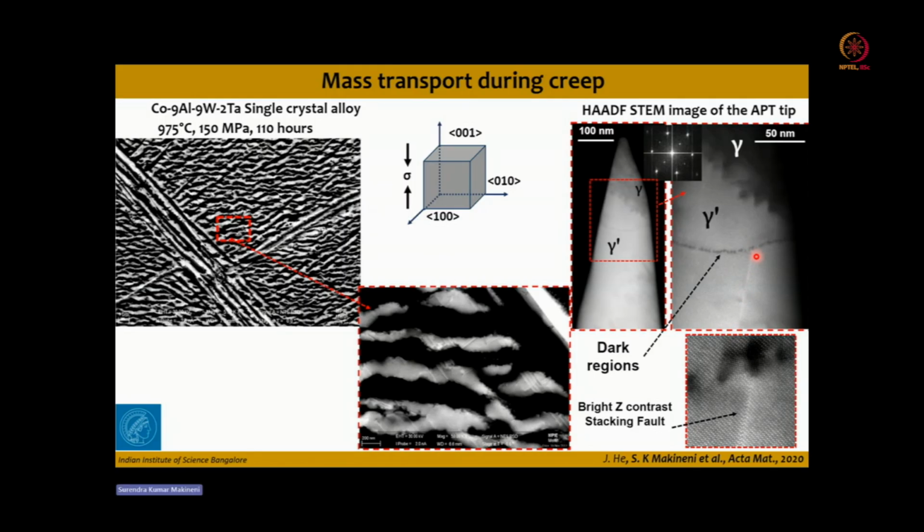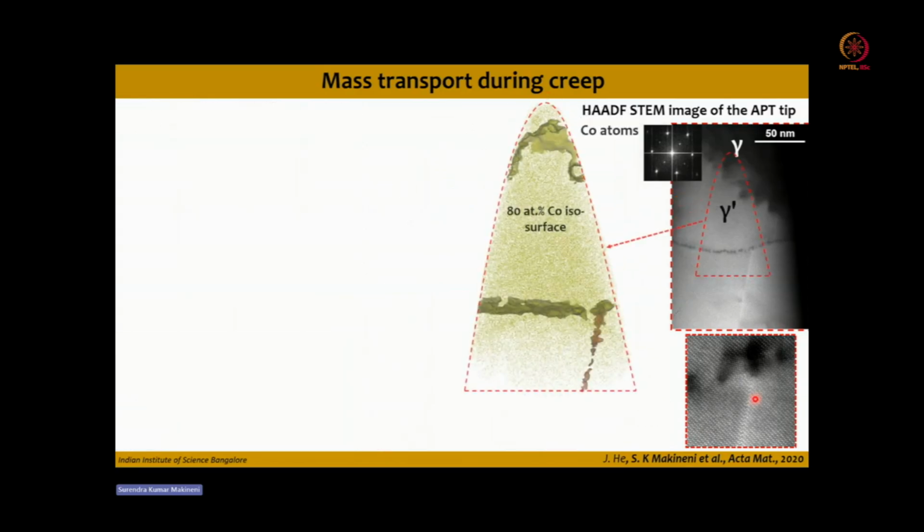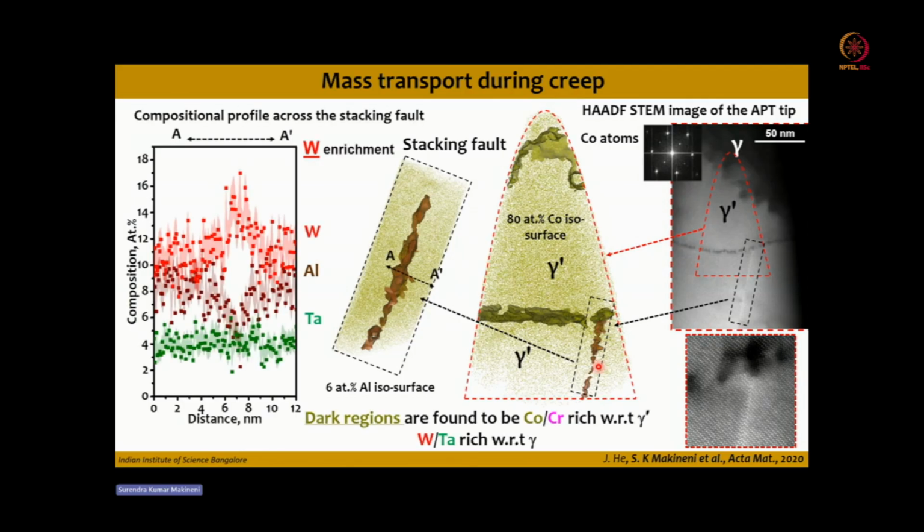The planar feature corresponds to a stacking fault present in the gamma prime, and in this stacking fault, you can see there is a bright Z contrast. It shows that there might be an enrichment of a high-Z element. With the same needle specimen, we did the field evaporation, and as expected, these gamma pockets are cobalt enriched while the stacking fault is depleted in aluminium. If you take the composition profile, we see that the tungsten is enriched along the fault plane while aluminium is depleted. So the dark regions are found to be cobalt-chromium rich with respect to the gamma prime and tungsten-tantalum rich with respect to the gamma phase.